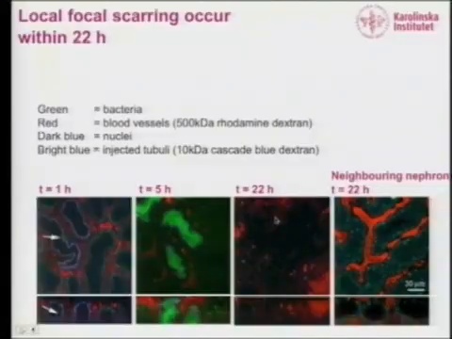And so looking at this infection, it looks like the following. Already an hour after injection of bacteria, you can see a few green bacteria that have adhered to the epithelial lining. And the blue here is the dye, which is endocytosed by the proximal tubular cells.